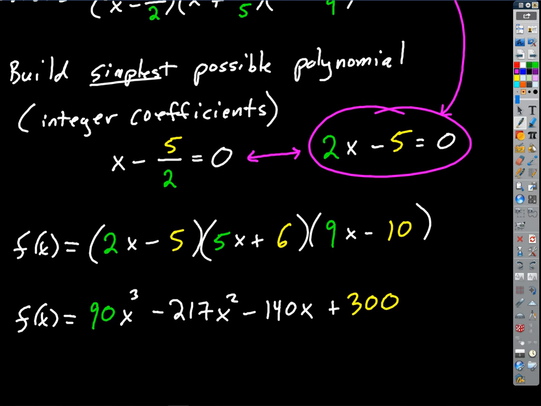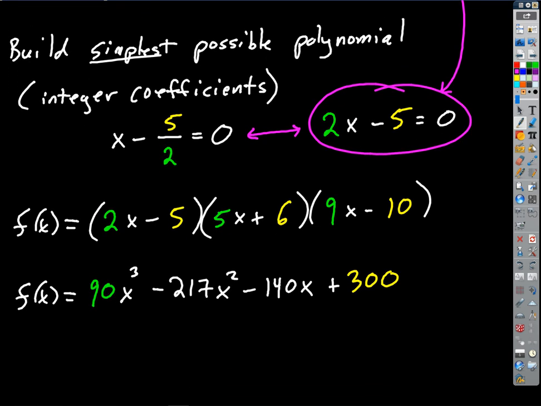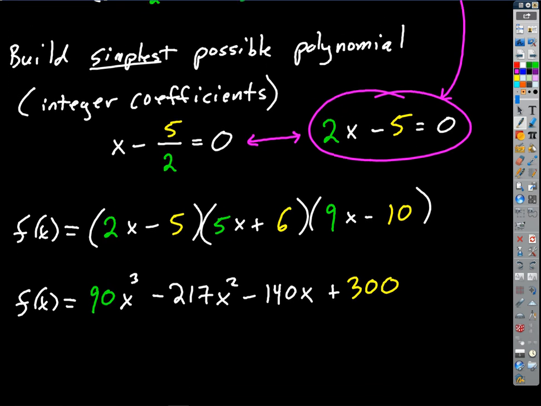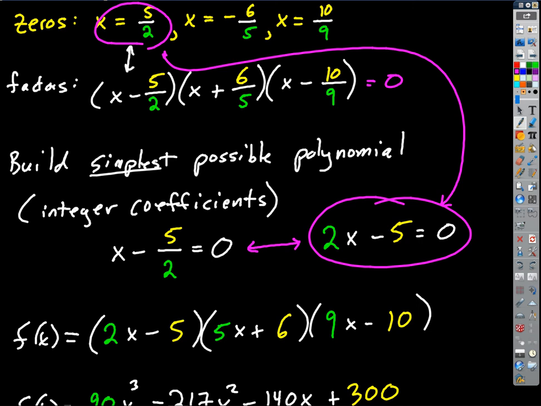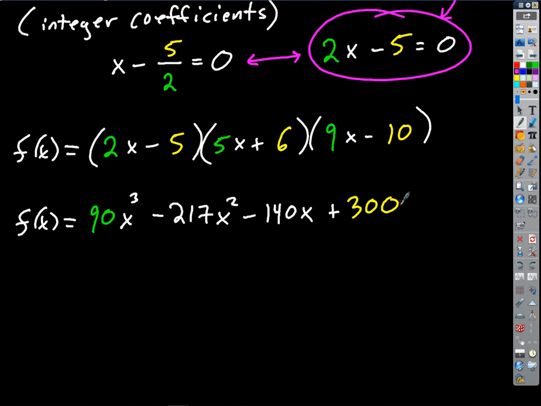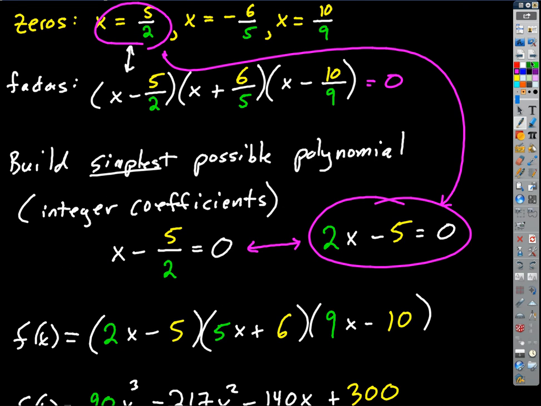Multiplying those three numbers. Right? The 90 came from the product of 2 times 5 times 9. And where did the 300 come from? Well, the 300 came from the product of 5 times 6 times 10.